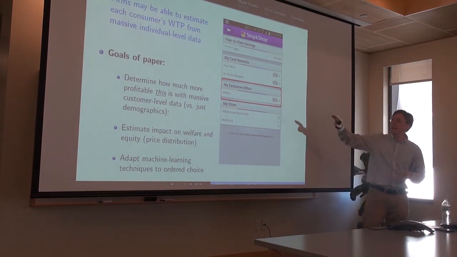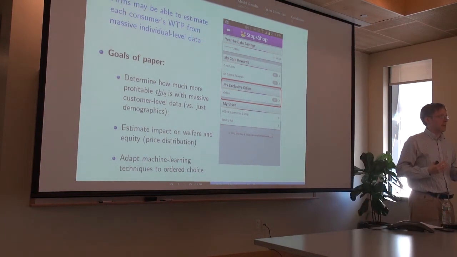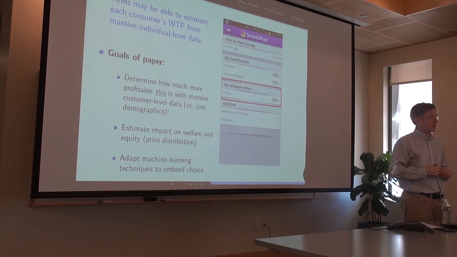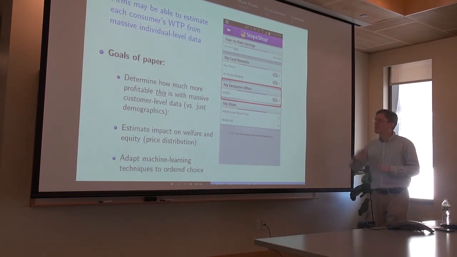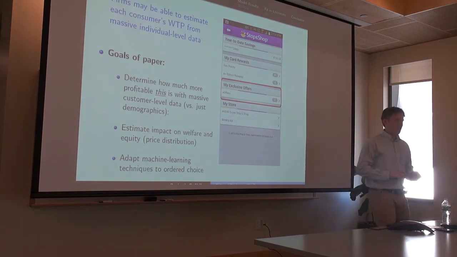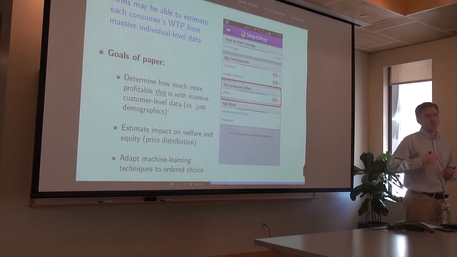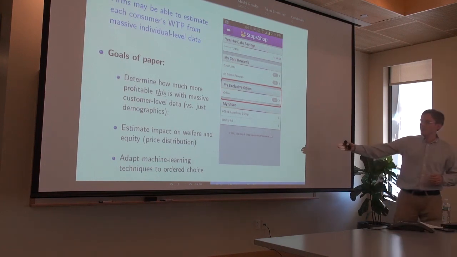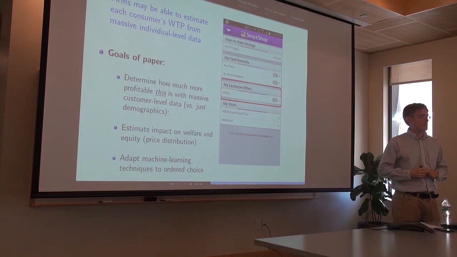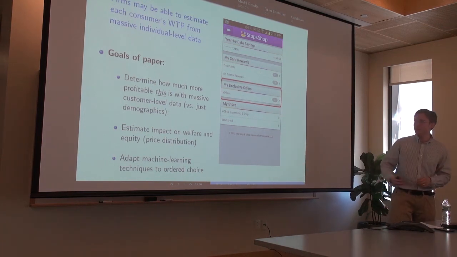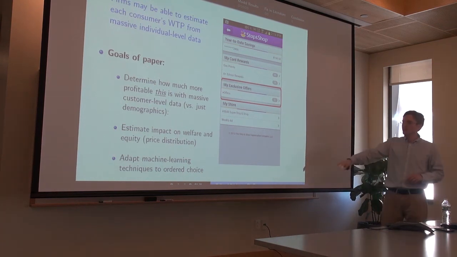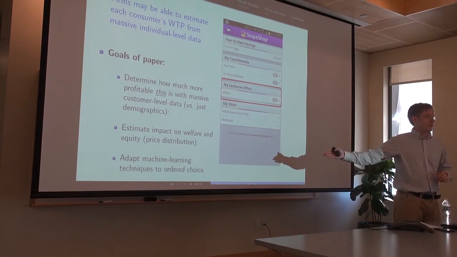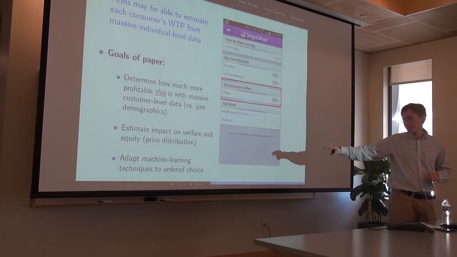What I'm going to be looking at is how useful web browsing data is in predicting how much a person is willing to pay for an item. And there are three main goals in my paper. The first goal is to determine how much web browsing data can raise profits for a specific product. I'll talk about that more in a second. And then I want to estimate the impact on welfare and equity. I'm not going to really take a stance on it, but by showing the distribution of prices that different people are charged for the same item, that will potentially inform on that. And then the third goal is to adapt machine learning techniques to the ordered choice framework to be consistent with the setup of this problem.